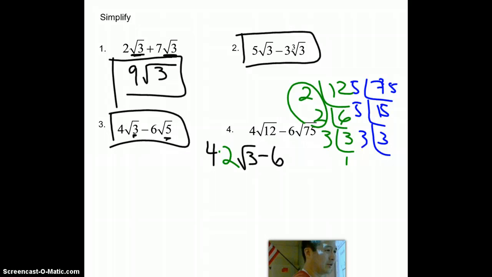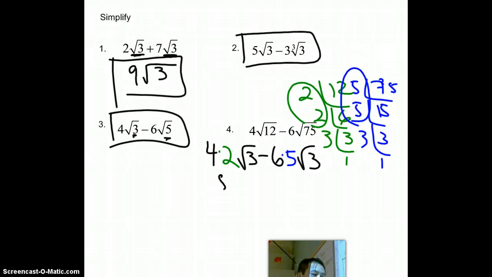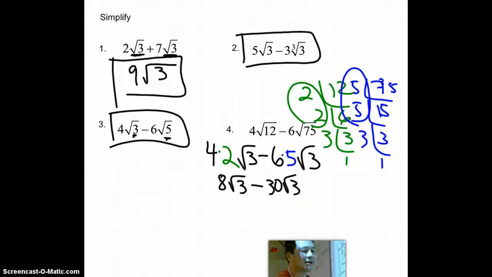3 left over. 3 and 1. Perfect. Take out pairs. You see any pairs? Pairs of 5 with the 3 left over, times 5 with the square root of 3 left over. Take a look. What is this? This becomes 8 square root of 3 minus 30 square root of 3. Take a look.